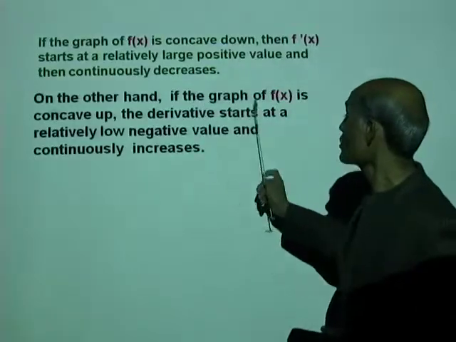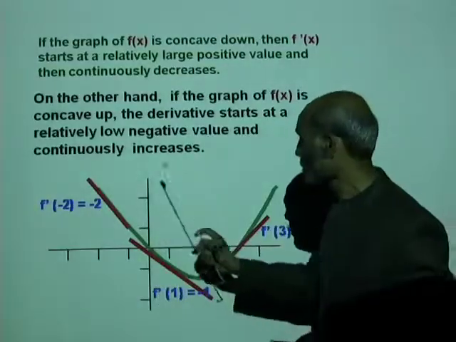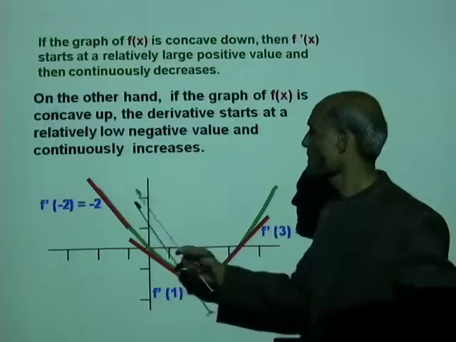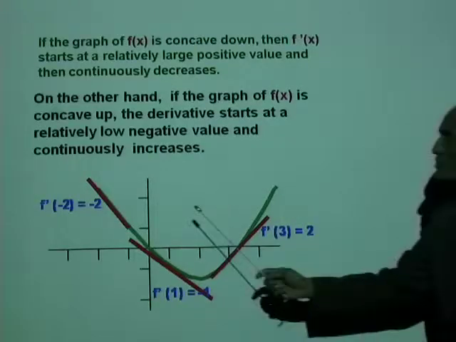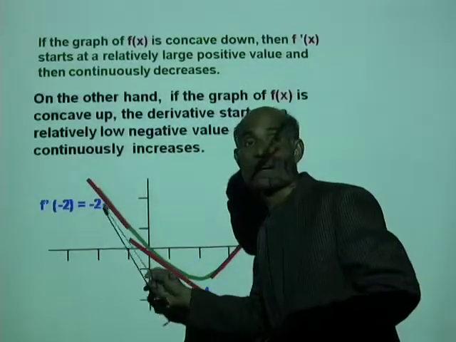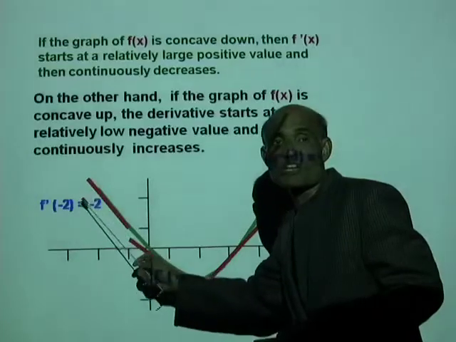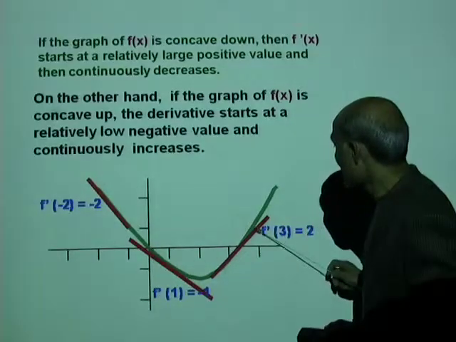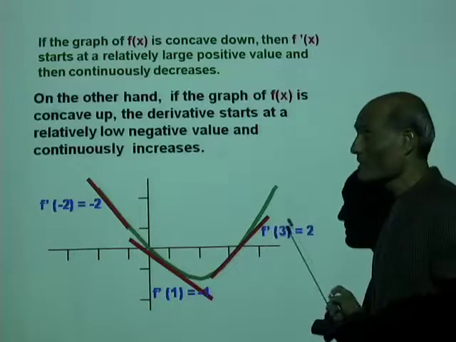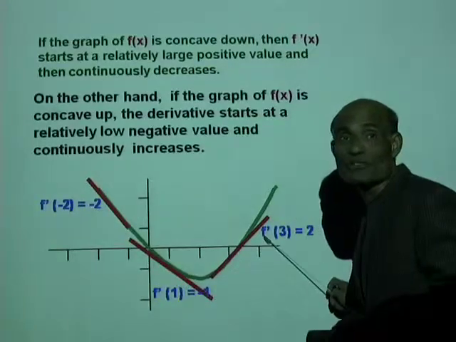On the other hand, let's look at the graph of a function that is concave up, is curving up. Now look at the derivatives at different positions. The derivative at x equal to -2 is -2. And the derivative at x equal to 1 is -1. Tell me, which is greater, -2 or -1? -1 is greater. And the derivative at x equal to 3 is 2. So, if you go from left to right, in this case, the derivative steadily increases.